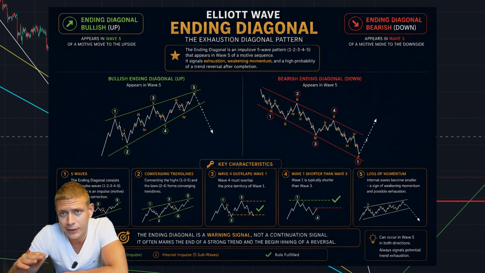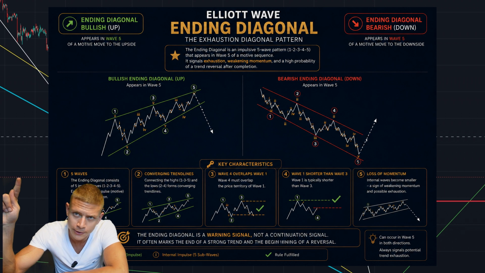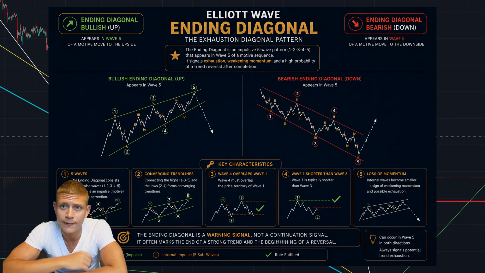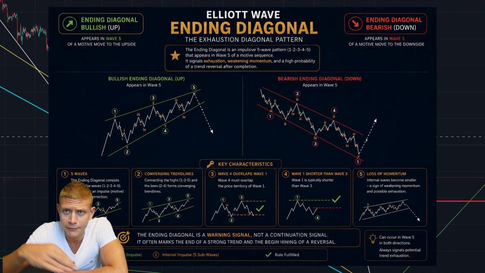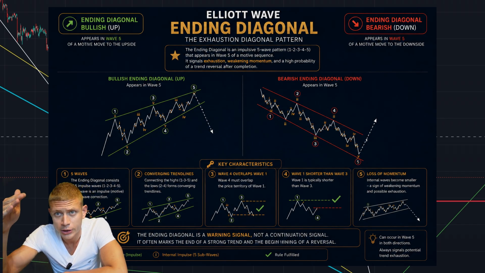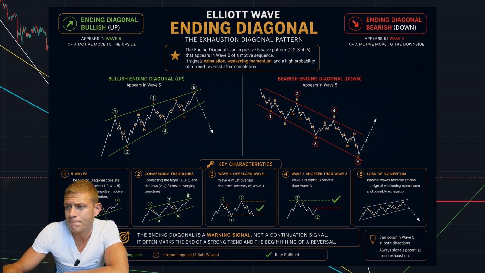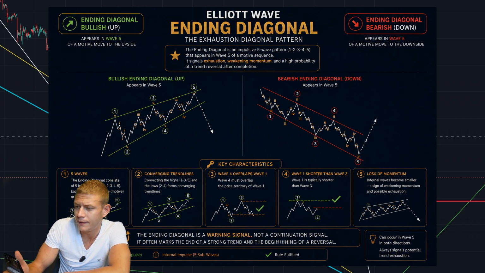And there are actually 2 types of ending diagonals. One of them consists of 5 corrective moves. So we are seeing correction, correction, correction, correction, correction in 5 waves. The other type of ending diagonal is, I would say, the usual way, where it goes as a 5-wave move in wave 1, a correction in wave 2, a 5-wave move in wave 3, a correction in wave 4, and a 5-wave move in wave 5.